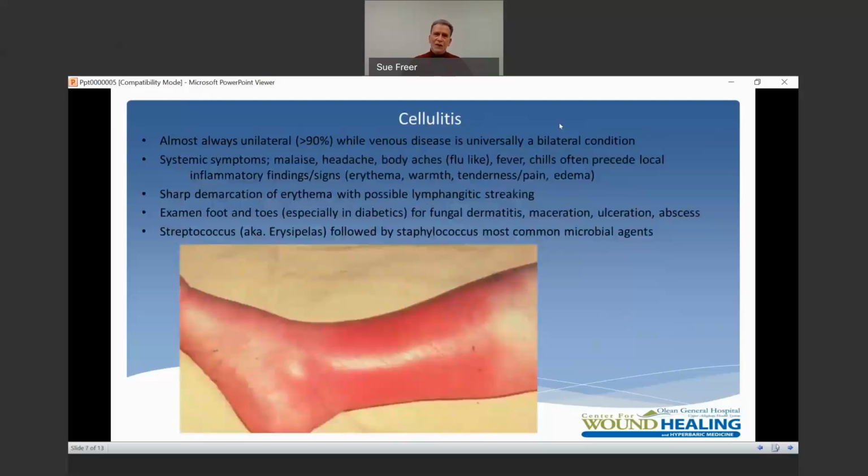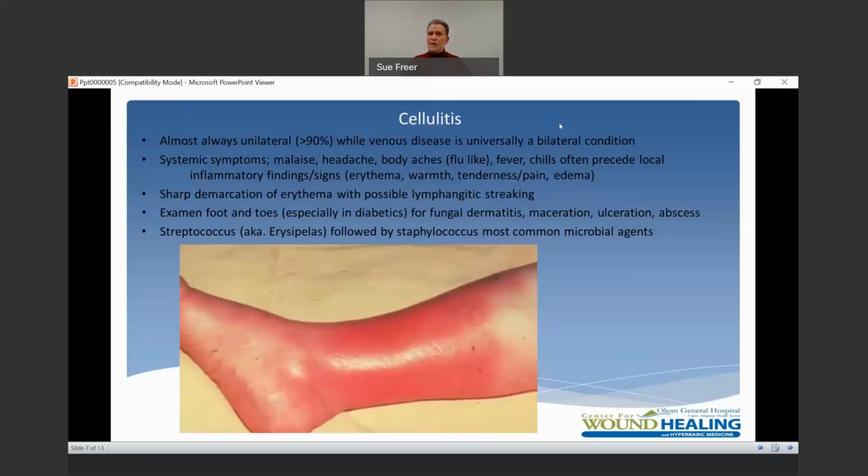How does venous disease differ from patients with cellulitis? They both tend to be red and ruborous. However, cellulitis presents as an acute illness as opposed to venous disease, which tends to be chronic and long-standing. Cellulitis is almost unilaterally a disease of one leg. 90% of the patients will present with a unilateral process, whereas venous disease is bilateral.